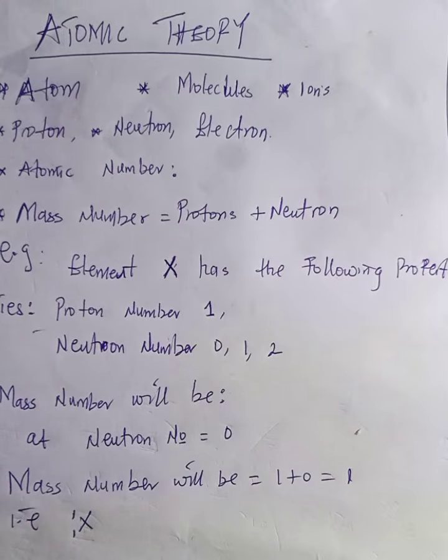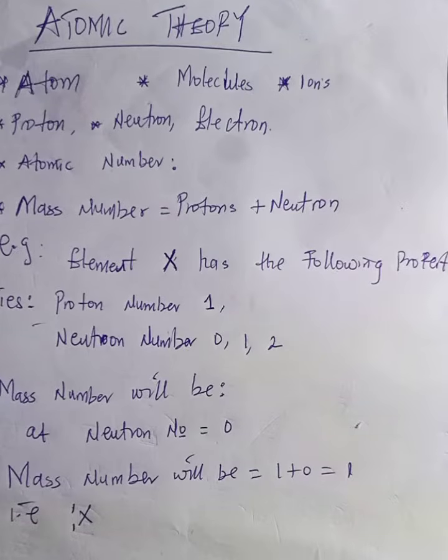Then an ion is an electrically charged atom. So an atom that has electric charge is what we call an ion. We have two of them: the cation and the anion. You can either be positively charged or negatively charged.